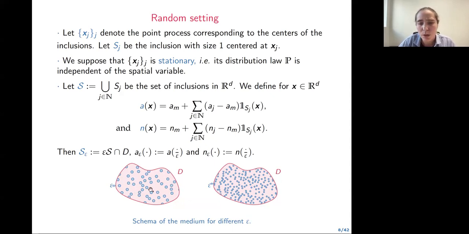So with this process, what do I get? I plotted here two media for two different epsilon, and what I want to highlight is that when you take epsilon smaller, you zoom out on this process of inclusions of size 1. So when you have a smaller epsilon, you have more and more scatterers.